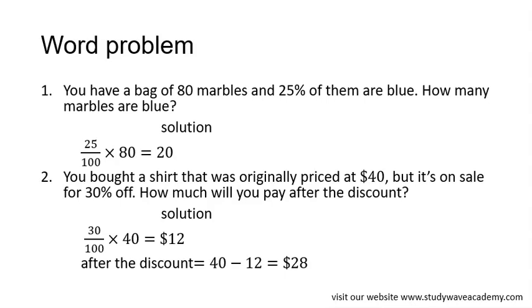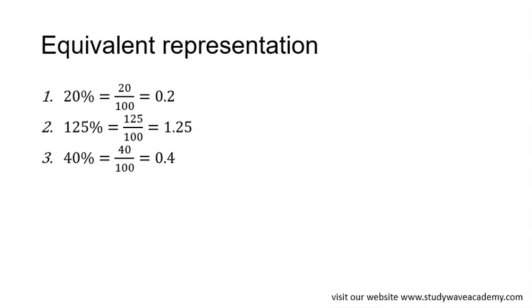So now we are going to be looking at equivalent representation. We have 20% here. 20% can also be seen as 20 over 100. They look different, but they mean the same thing. 20% is also 20 over 100. Okay, 20% is equivalent to 20 over 100. They look different, but they are the same.